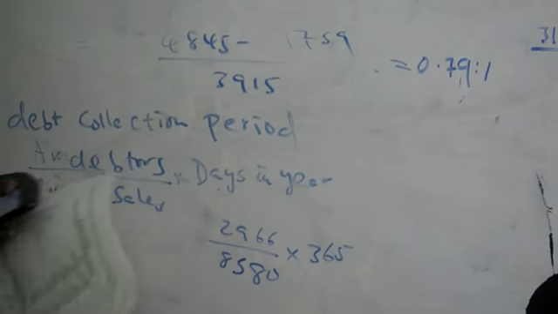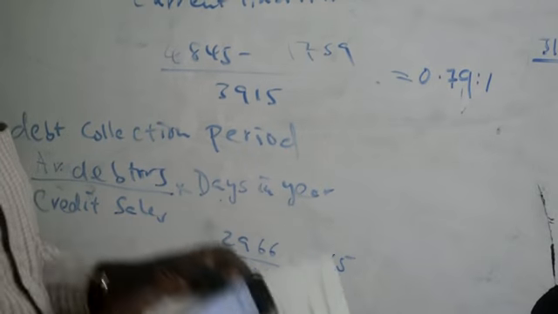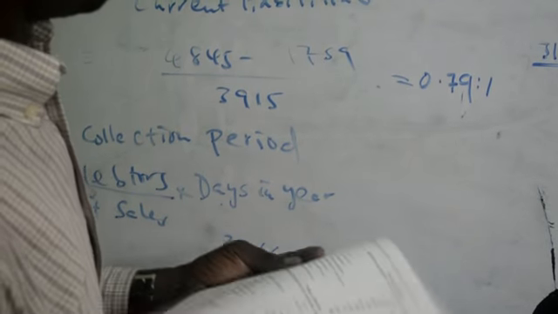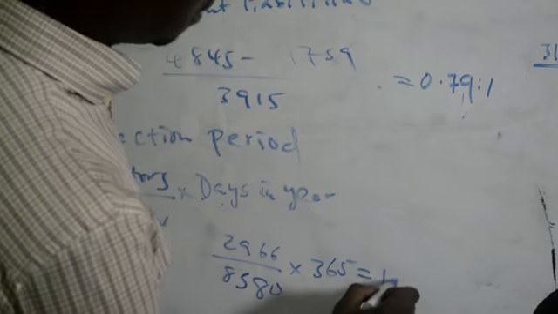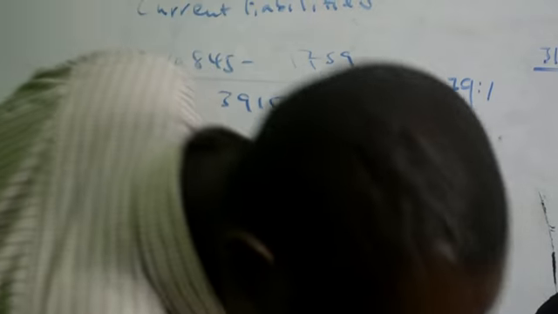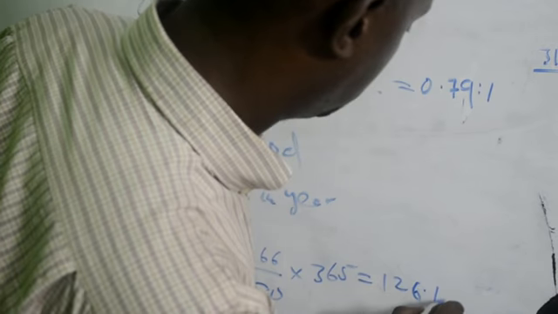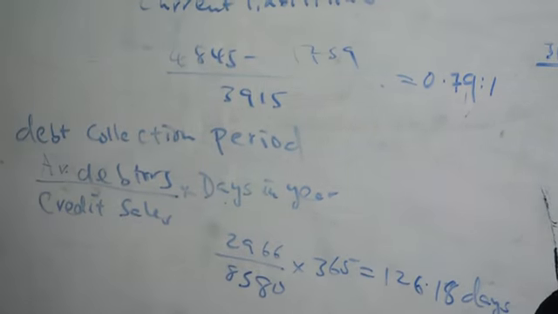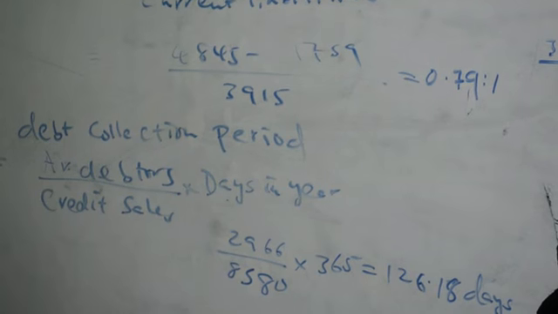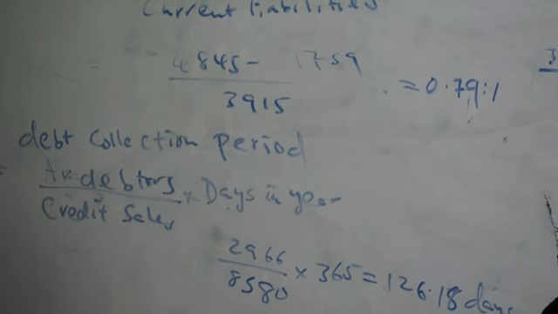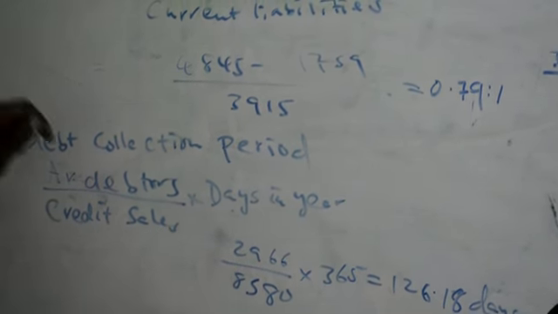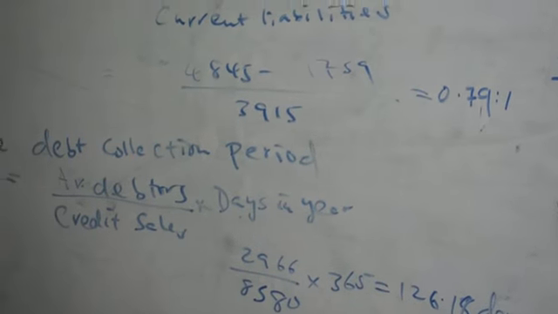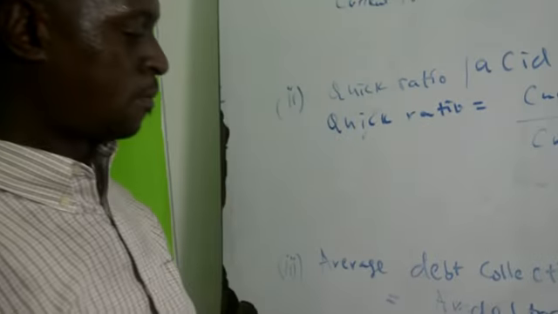So this gives us 126.18 days. So that is the average collection period for the year 2012. We go to the other one, 2013.